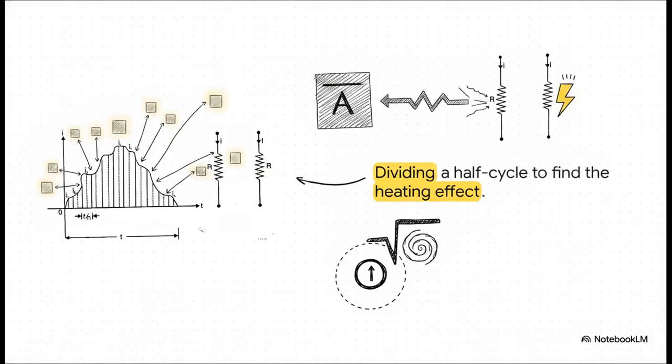And we definitely don't just guess this number. We can calculate this mathematically, even for really messy, non-sinusoidal waves. We do this by dividing a current's half-cycle into small, equal time intervals. Then we take the mid-ordinates of those intervals, square them to represent their heating effect, average the whole thing out, and finally take the square root of that. Bam! It gives us a standardized, super reliable measurement of effective power.